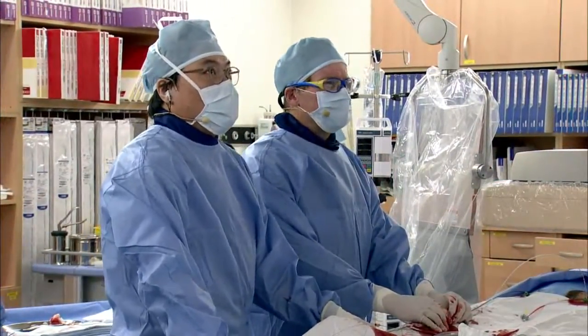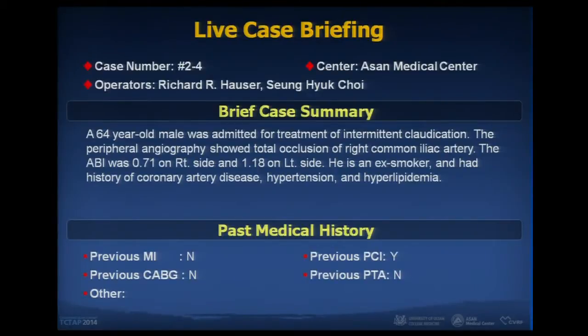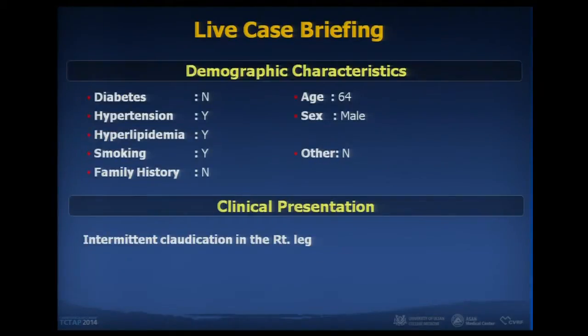This patient is a 64 year old male, and he suffers from intermittent claudication. His ABI, ankle brachial index, is 0.71 on the right side. The left side is normal. So we got a peripheral angiography. The peripheral angiography showed total occlusion of the right common iliac artery. His past history is hypertension, hyperlipidemia, smoking.